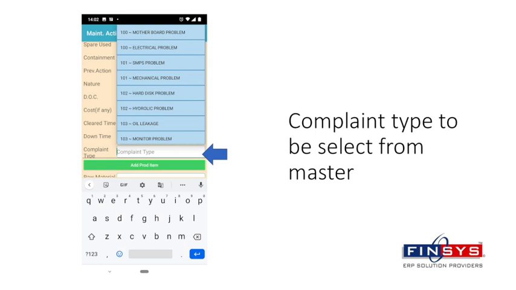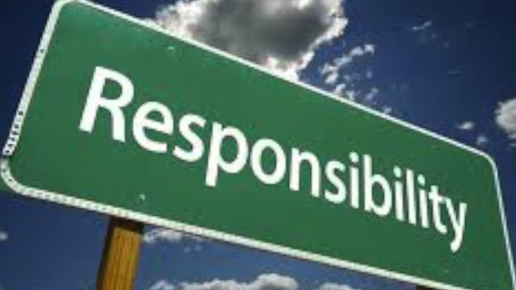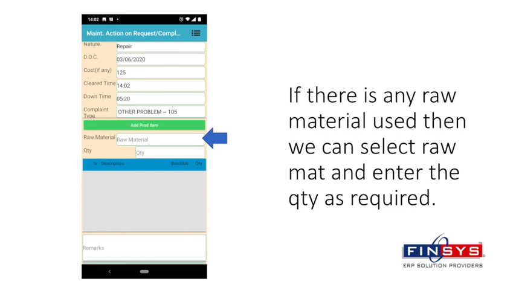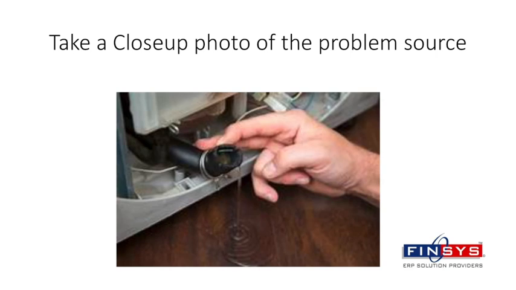And this is a pop-up. For everything you have various pop-ups so that you have a Pareto analysis of all the complaints. So whatever material and whatever consumables have been used for that repair can be recorded. And just like the image could be clicked by the original person who highlighted the problem, similarly, after repair, the maintenance person would also take a small photograph of the leaking pipe or the machine so that everybody knows what he did and how he did it. So you can take close-ups at the initial stage as well as after the repair.